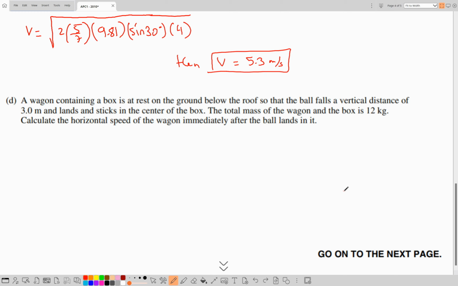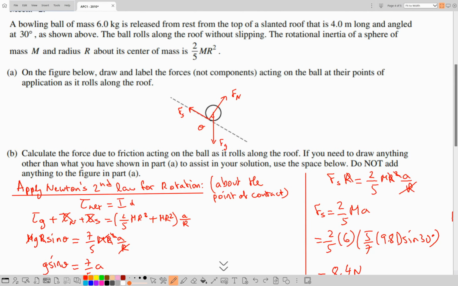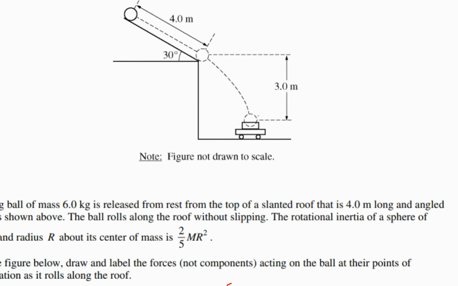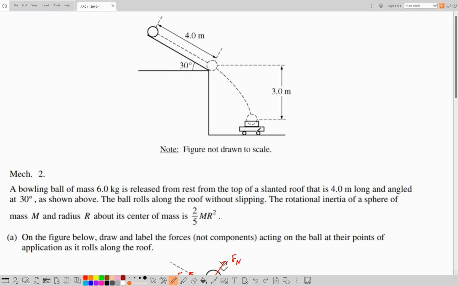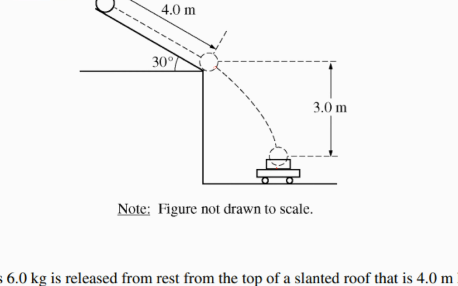And now for part D, a wagon containing a box is at rest on the ground below the roof so that the ball falls a vertical distance of 3 meters and lands and sticks in the center of the box. The total mass of the wagon and the box is 12 kg. Now here pay attention, that's the wagon and the box. Both combined, they are of 12 kg, and the mass of the sphere alone is given by 6 kg. Then after the sphere sticks to the system wagon box, we will have a total mass given by 12 plus 6, which is 18 kg.